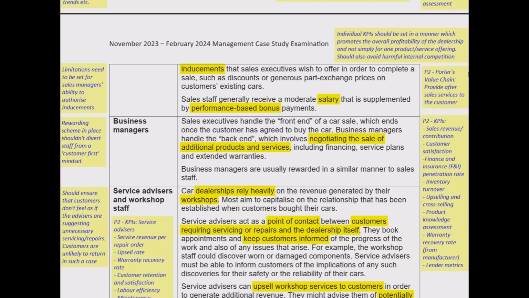Now, it is these salespeople who, just for a minute, can provide those additional services to the customer. So they can be upselling, perhaps, in terms of selling the right type of car, in terms of considering and introducing the customer to the idea of other things that might be relevant to them. And then the business managers pick up with negotiating those additional products and services. So the sales executives deal mainly with the sale of the actual cars, and then the business managers add on those extra high margin items to the deal.